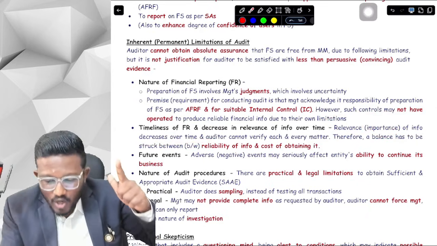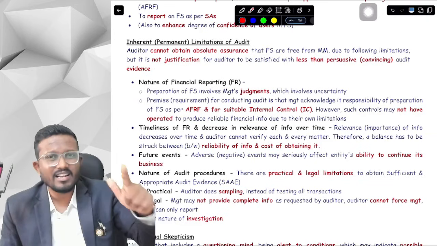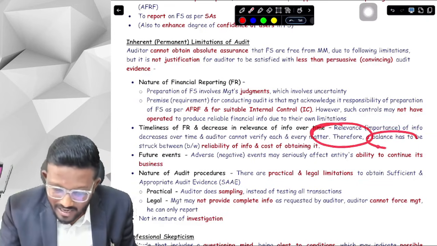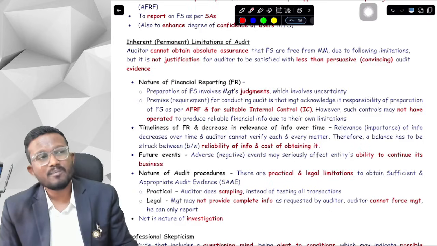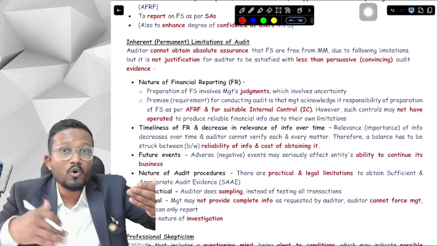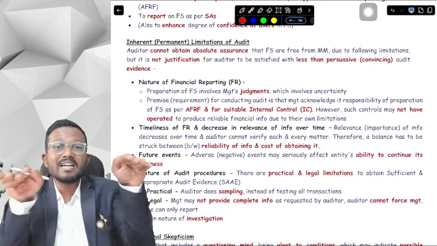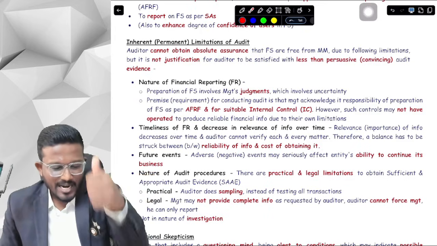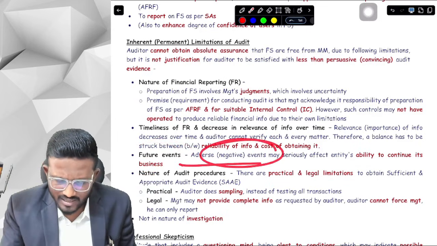An auditor cannot verify each and every matter. Sir, I don't have the time, resources, and cost to verify each and every matter. Therefore, there has to be a balance between the reliability of information and the cost of obtaining it, because the more information we want to obtain, the more cost we have to incur, and we cannot incur unlimited costs. So we will have to maintain a balance between the reliability of the information and the cost of obtaining the information.